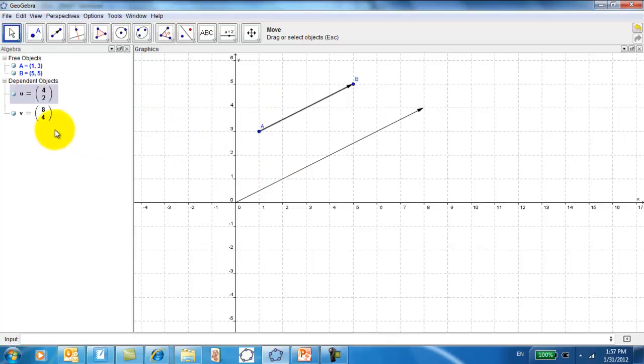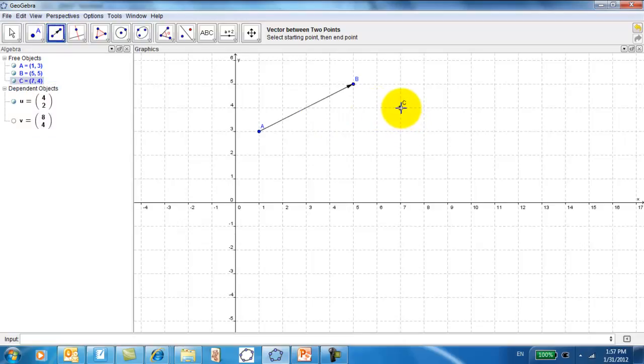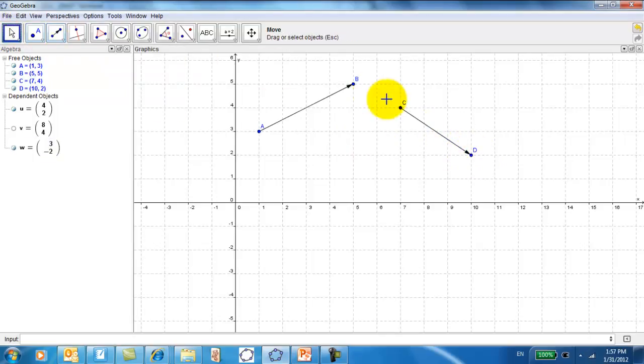Now let's look at addition of two vectors. Let me just get rid of this one here. And let's see what happens when we take a couple of vectors and add them up. Let's come up with another vector now. Let's put it over here like this. Here's C to D like that. And I just want to move this around a little bit. There. Now to add up two vectors, we've got two vectors here, U and W. What happens when we add these two together?